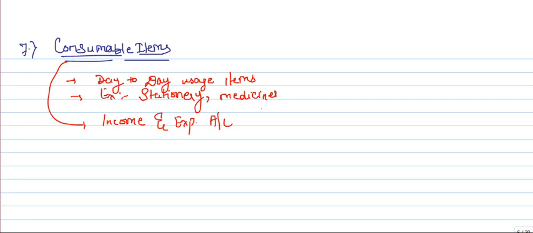Now, one small topic that we have in the non-profit organization, that is fund-based accounting. Now, what is this fund-based accounting?